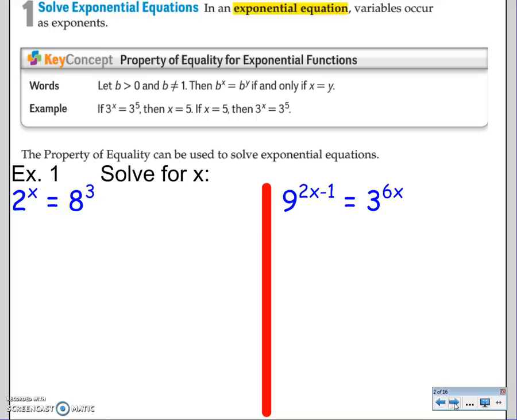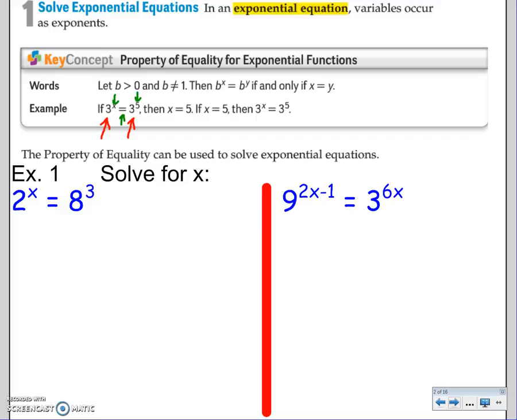So, for example, if these two bottoms are the same, 3 and 3, and they're equal to each other, the sign in the middle, well, then the exponents have to be the same as well. So we set x equal to 5. So 3 to the 5th equals 3 to the 5th. Basically, same bases, same bottoms, means same exponents, same tops.